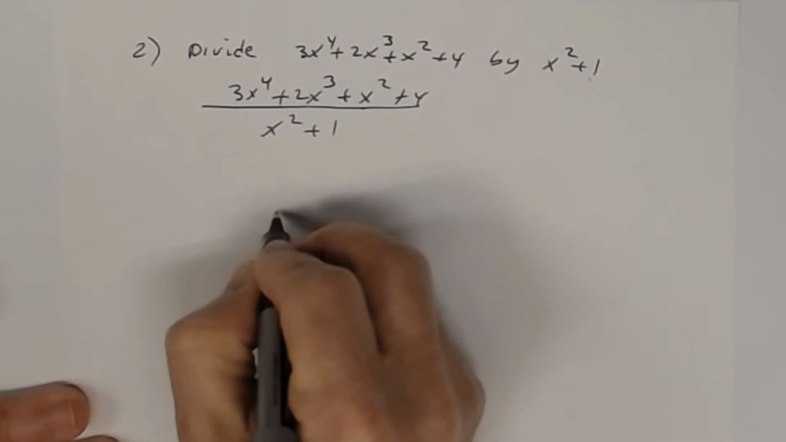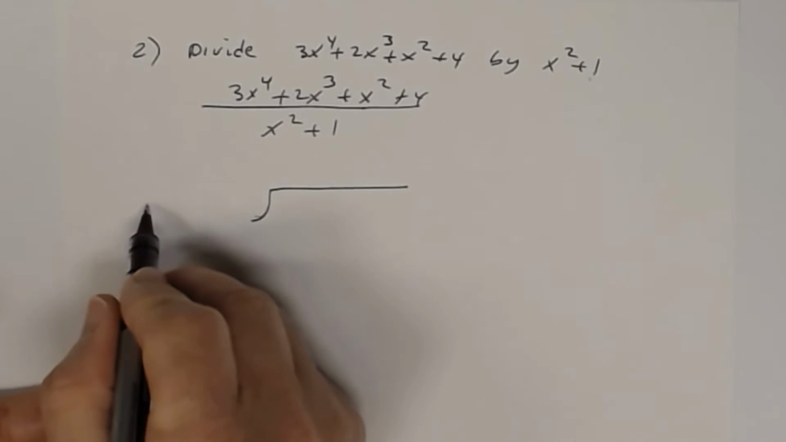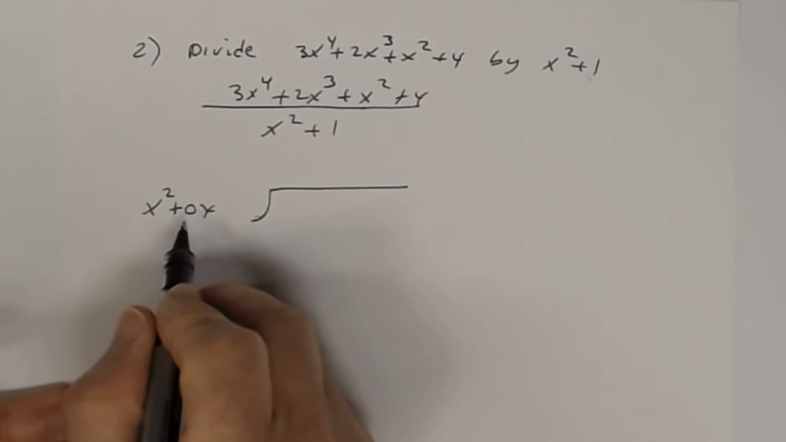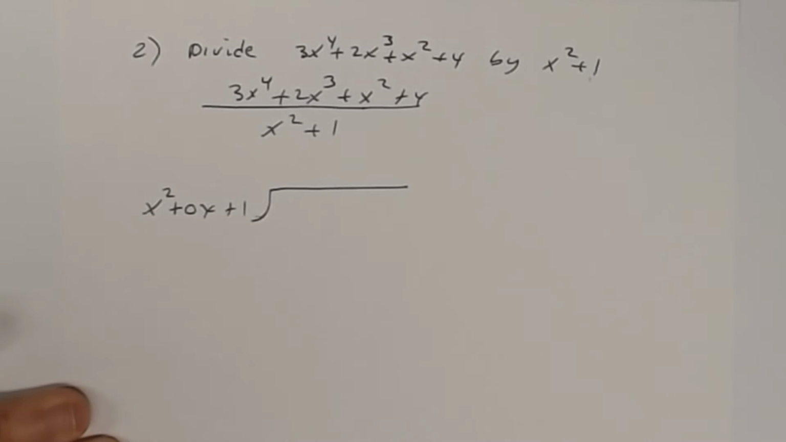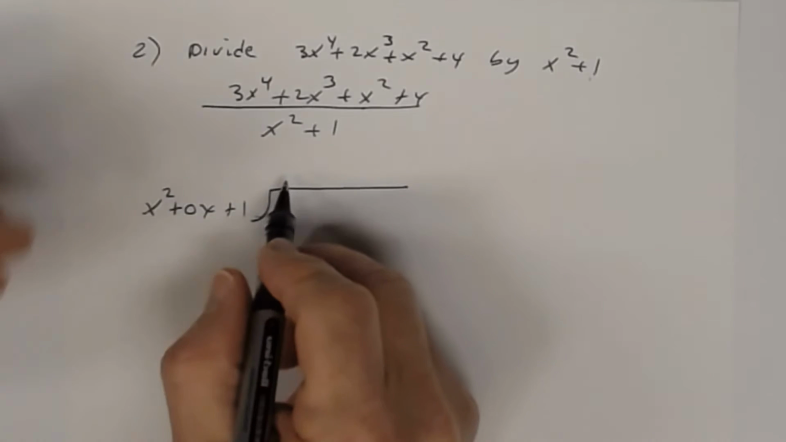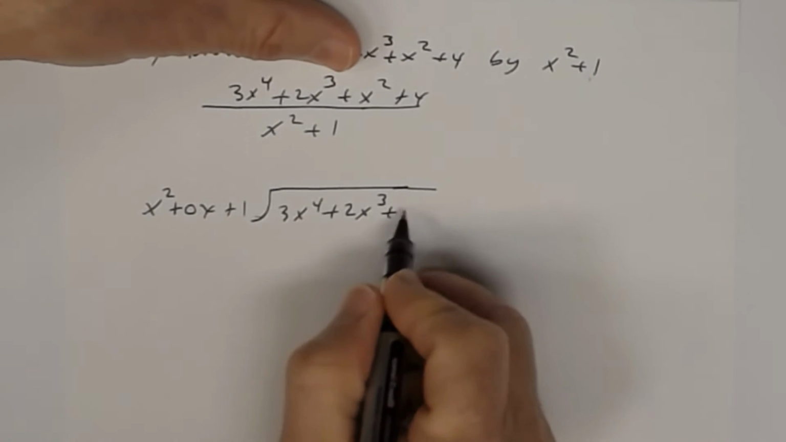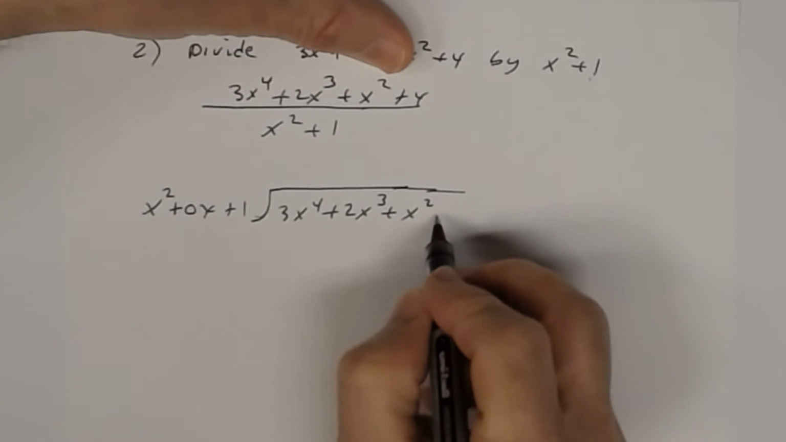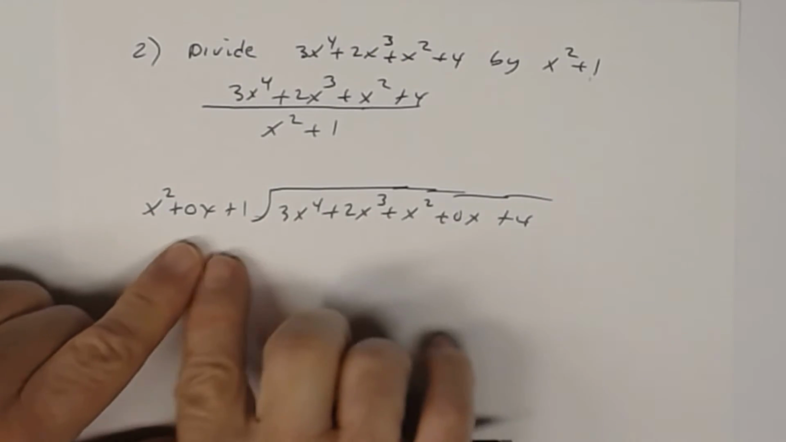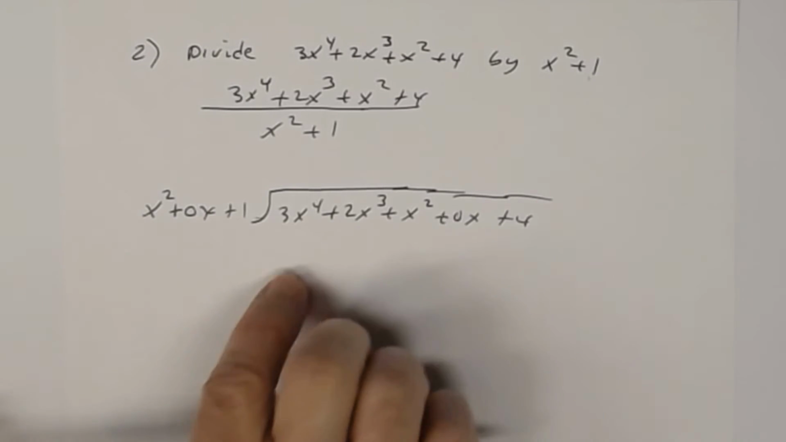All right, so let's go ahead and see how to do this. Okay, so let's do the divisor first. So my divisor, I have x squared plus 0x. So you need your missing term, you need your 0 term here, plus 1. Okay, that's important to put that. And then over here, you're going to have 3x to the fourth plus 2x cubed plus x squared. You're missing a term, you have to put 0x plus 4. Okay? So notice I was missing the x term here, and I'm missing the x term here. All right? Now let's go ahead and do the long division.